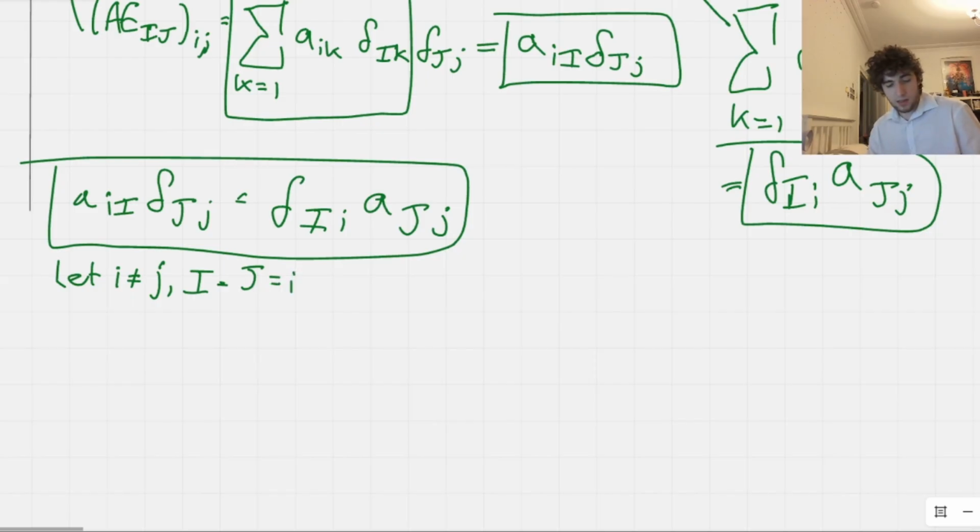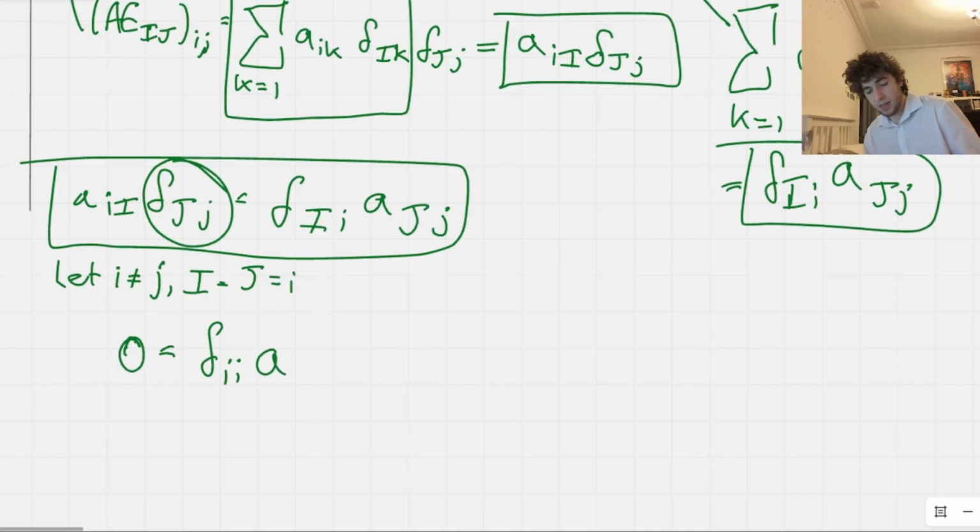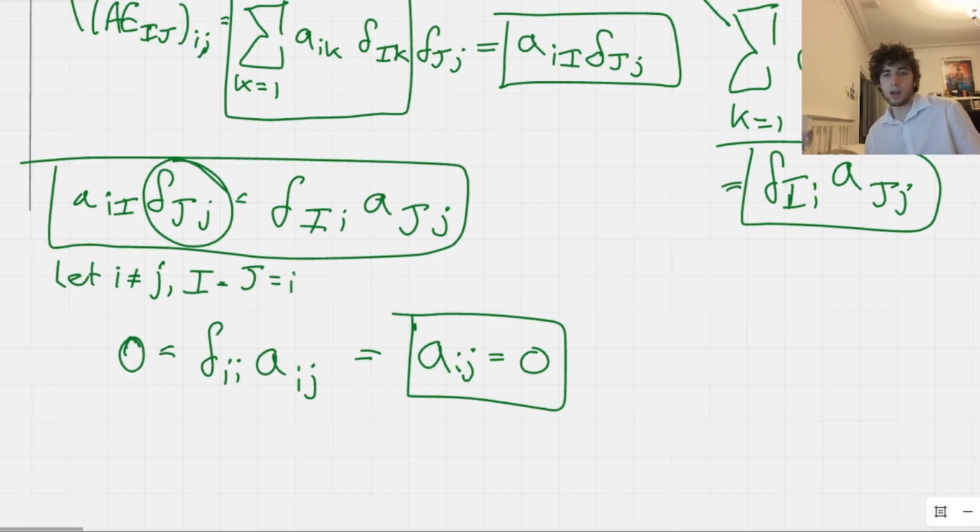Then the left-hand side becomes 0, because you get delta_ij, and i is not equal to j, so that delta becomes 0. So you get 0 is equal to delta_Ii, which is just 1, multiplied by a_ij. So in this case, a_ij is simply going to be equal to 0. The ijth component of our matrix A will be 0 as long as i is not equal to j.